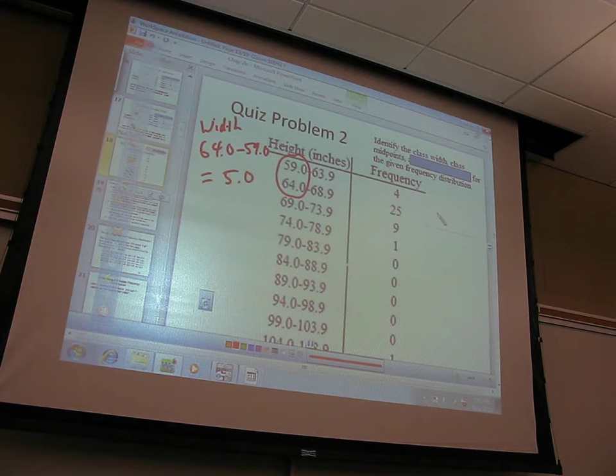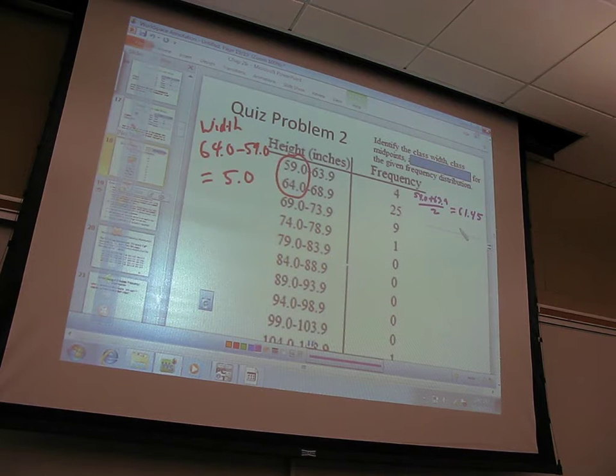Now, I want to find the class midpoints. How do you find the midpoints? You average the first and last one. So I'm going to take 59.0 plus 63.9 divided by 2, because there's two of them. And I'll get 61.45. That's the first midpoint.